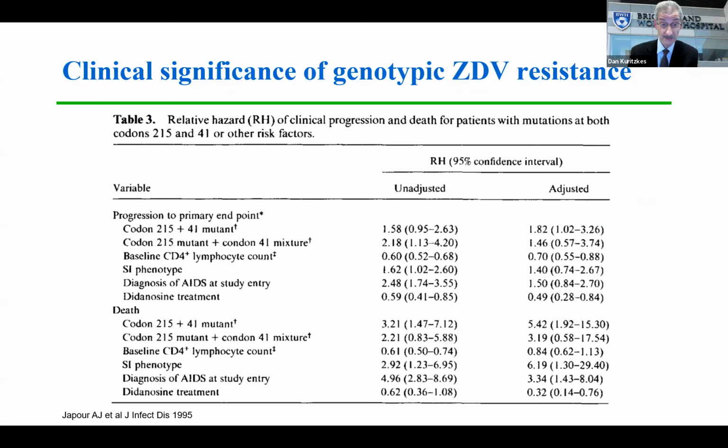We could also show that presence of the combination of critical zidovudine resistance mutations, changes at codons 215 and 41, likewise had an increased risk of progression to the primary endpoint, as you can see here in the adjusted analysis, and a substantial increased risk of death, 3 to 5-fold. So that was evidence that resistance mattered, and what level of resistance or which particular mutations might matter.